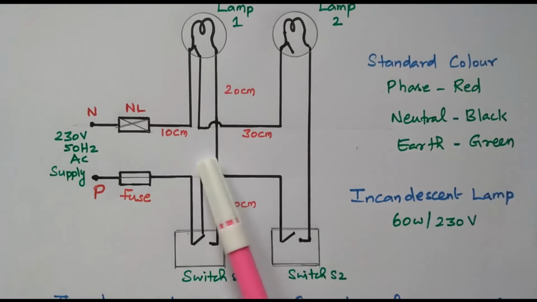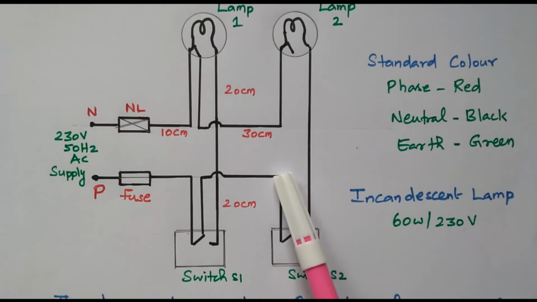The earth is not shown here, but in the entire electrical layout we need to run the earth wire also. Then the incandescent lamp we are using is 60 watts, 230 volts. Based on that only we can decide the wire size and everything, so the lamp rating is very important.